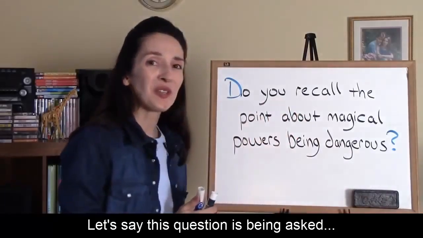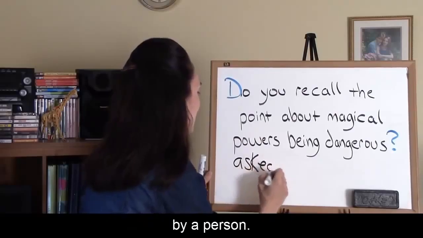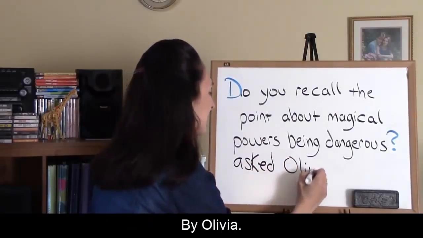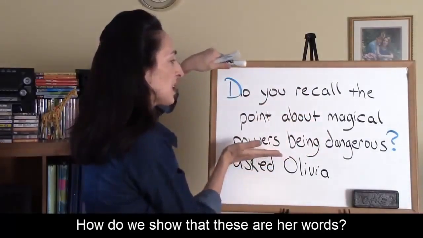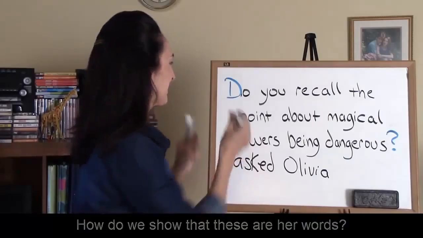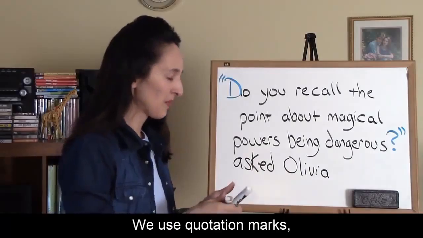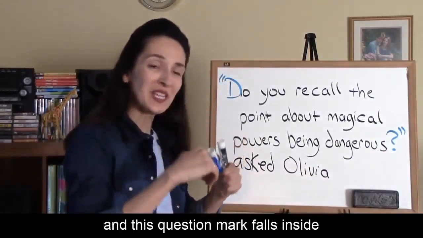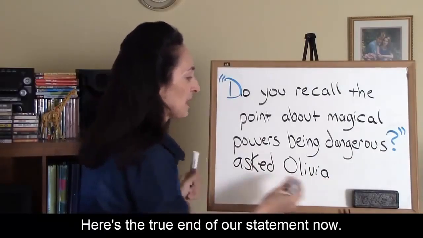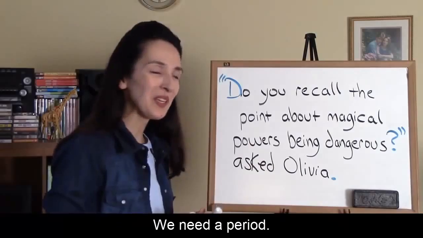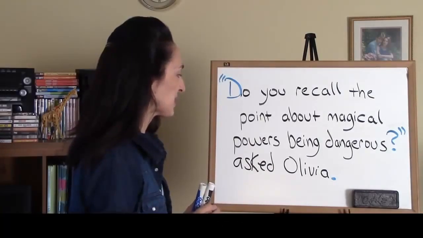Let's say this question is being asked by a person. By Olivia. How do we show that these are her words? We use quotation marks, and this question mark falls inside the quotation marks. Here's the true end of our statement now. We need a period. "Do you recall the point about magical powers being dangerous?" asked Olivia.